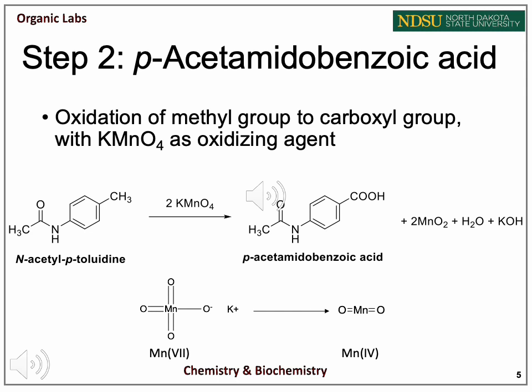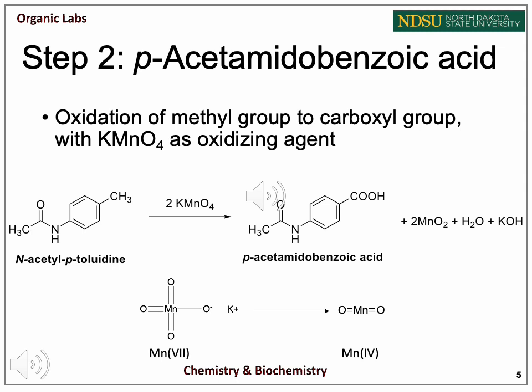In the second step of this reaction, we will be oxidizing the methyl group to a carboxyl group using potassium permanganate as our oxidizing agent. This is possible because substituted benzoic acids are extremely stable. Therefore, alkyl groups attached to aromatic rings are readily available for oxidation.